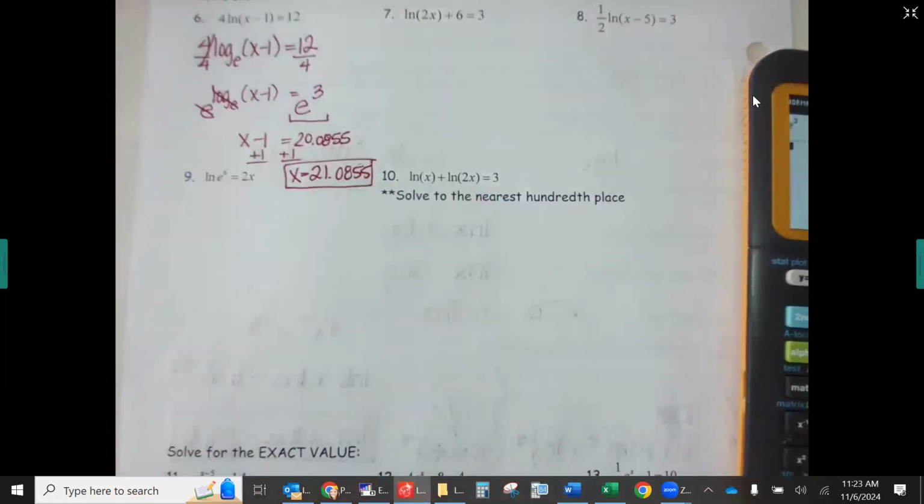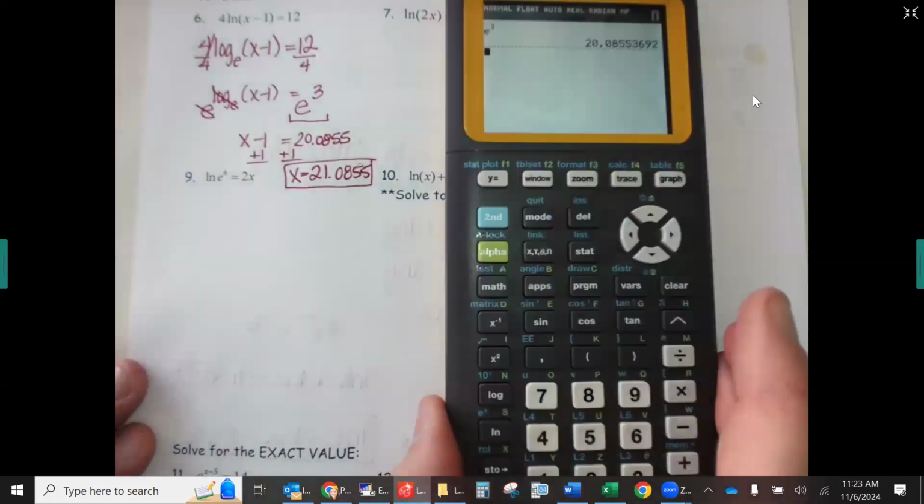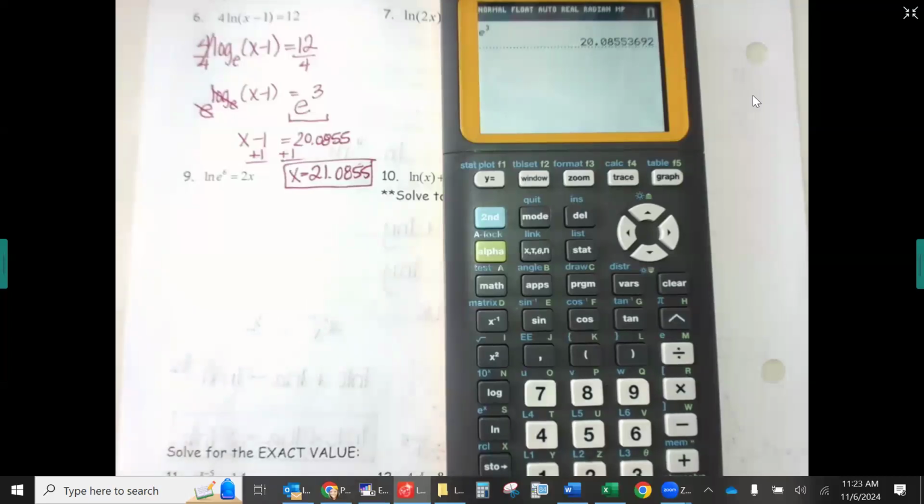Wait, how'd you put it in the calculator? So it's second ln, and it'll open e with a little box. You'll put a 3 in the box. How'd you get the 3? 12 divided by 4. Yeah.